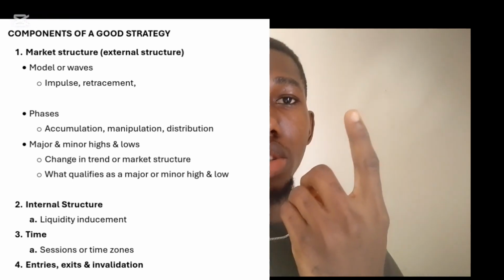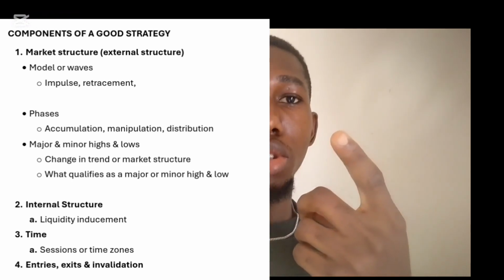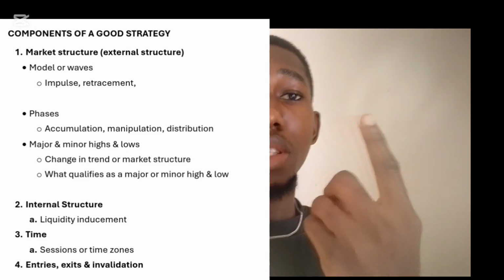Now let's look at market structure. What entails market structure? We have to look at phases and waves. For these two things, they have to be repeatable. Anything market structure or anything on the charts has to be repeatable. I talked about the core of a strategy being repeatable, being able to spot the repetition of a pattern in the market. The market you trade should be repeatable. That is why I talk about waves or models and phases.